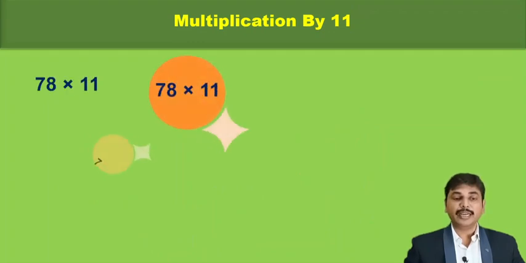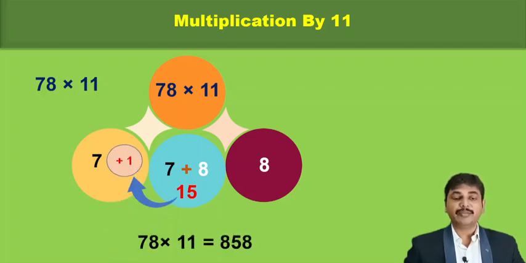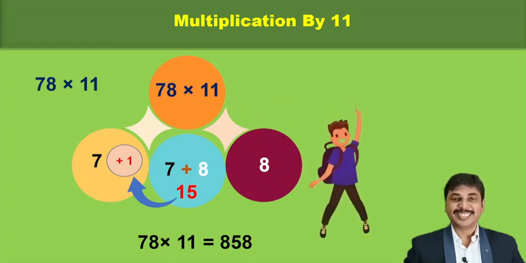Let us try to understand this with this example. 78 into 11. Now 7 and 8 spread, and the addition of 7 and 8 kept between the two, which comes in two-digit form. So 5 I will keep in between 7 and 8 and this 1 will be shifted to 7. It will be added to 7 and my final answer looks like 78 into 11 is 858. I hope you people understood this.